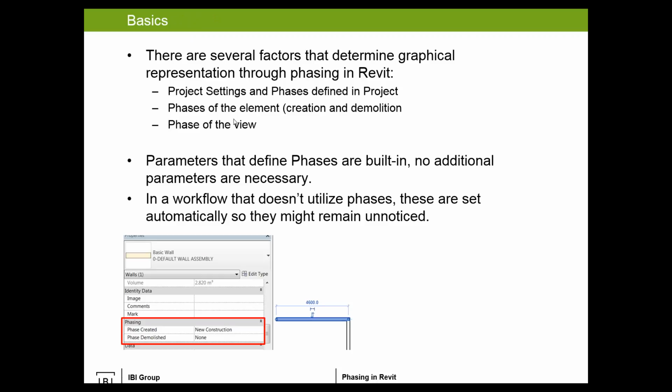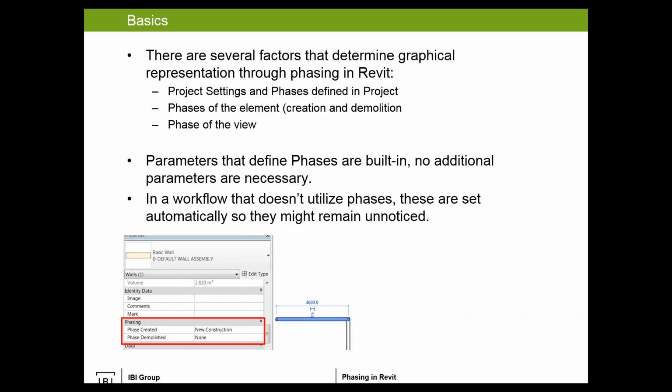Now, there are several factors that determine all these graphics, how an item is treated on each view, and there are settings of the view. There are some project settings that determine what the overrides are. For example, how your existing elements will look, how your demolished elements will look. You can fine-tune all these in your model.